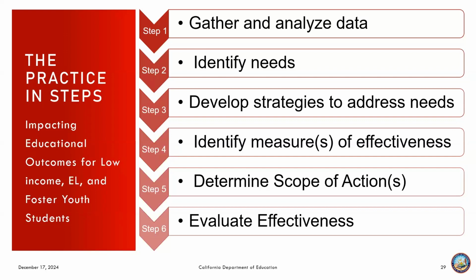Step 2 is to identify needs. Step 3 is to develop strategies to address those needs. Step 4 is to identify measures of effectiveness. Step 5 is to determine scope of actions. Scope is LEA-wide, school-wide, and limited. Those are the 3 scopes. And then step 6 is to evaluate effectiveness.